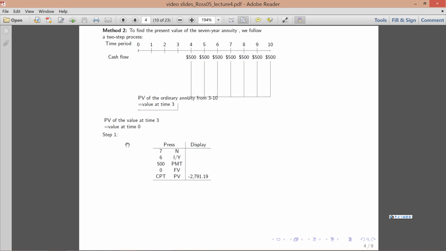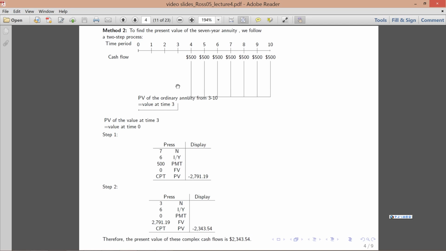In step 1, to find the present value of the stream of cash flows, the number of periods should be 7 because there are 7 payments, and the interest rate is 6, and the payment is $500. FV is 0 because there's no additional cash flow at time 10. And we can calculate the PV, which is $2,791.19. This is the value of all those cash flows at time 3. Now, in the second step, we're going to further discount the value at time 3 back to 0.